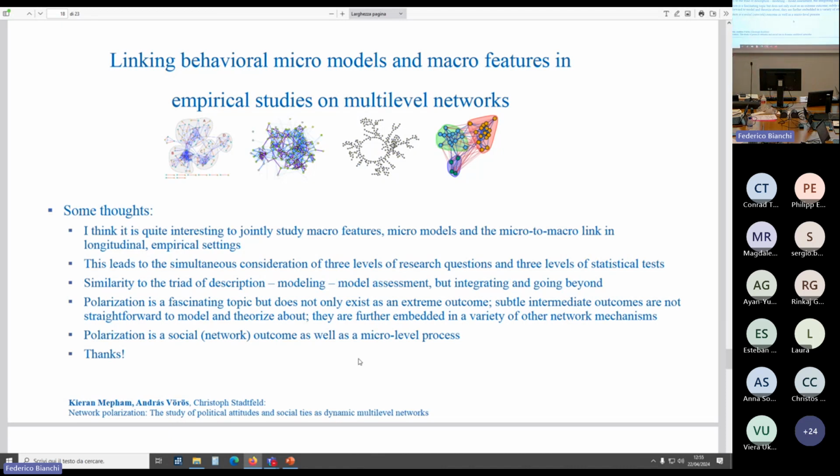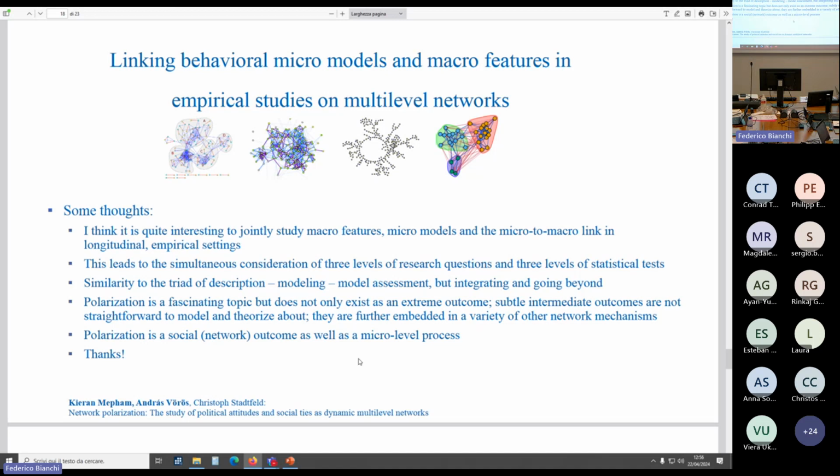It's actually fun to look at those macro features and micro level models jointly in longitudinal empirical settings. There are these three levels of research question that I think are interesting. And I want to point out, this is somewhat similar to what we tell students they should do, like doing proper data description, doing model assessment. However, I would argue that this goes a bit further because we're actually doing tests on each level and we're looking into the same phenomenon, both from the network level and the behavioral level, and trying to study this jointly.